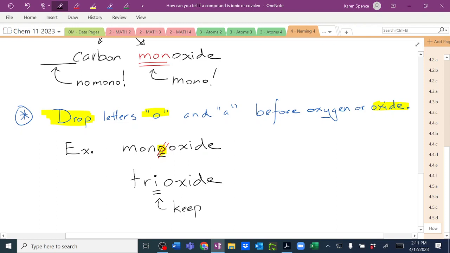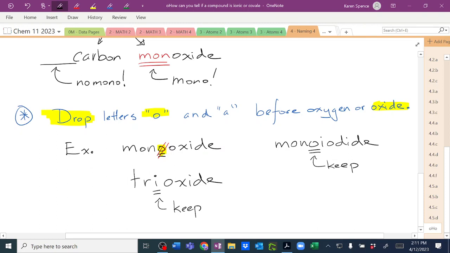People also get excited in the other way and they think, oh, I drop O and A before all vowels. Did I write drop O and A before all vowels? No, I wrote drop O and A before oxygen or oxide. So if I was to write, oh, I don't know, monoiodide, yes. Would I drop the O? No, I would keep it. I only drop the O and the A before oxygen or oxide.